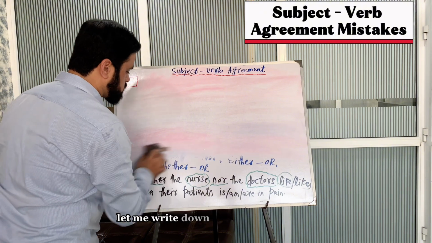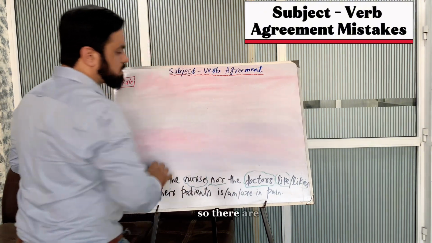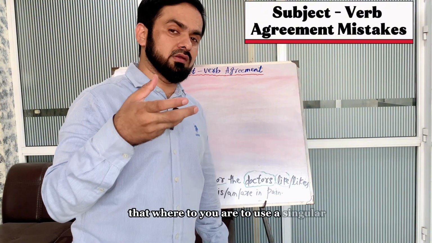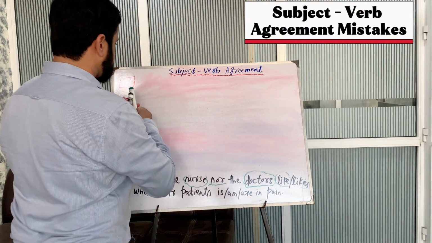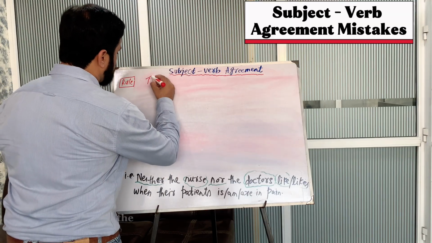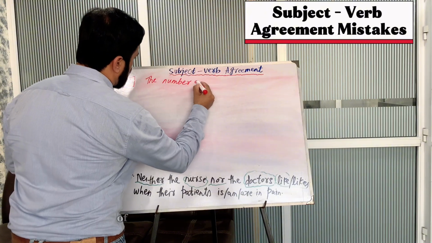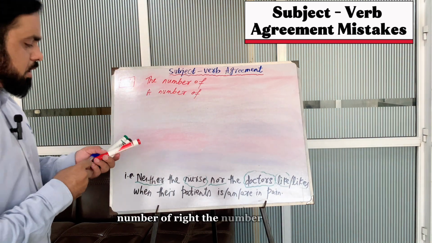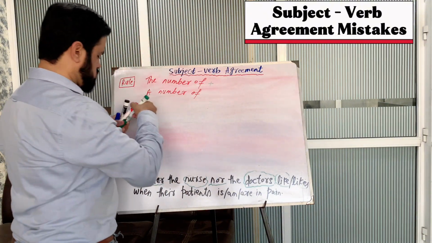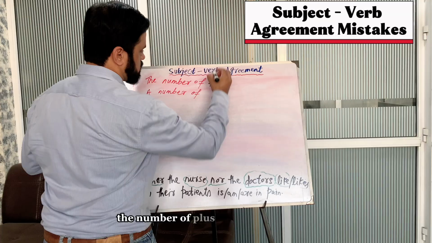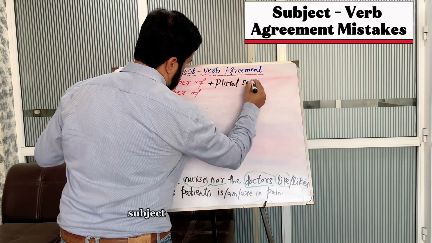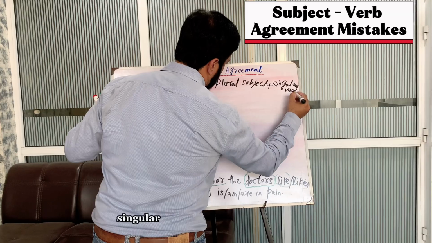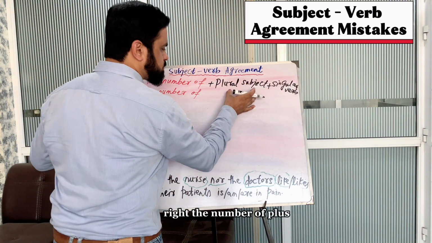Let me write down some of those rules. So there are some expressions. Before we move forward to the rules, let me tell you some of those expressions where you are to use the singular verb or the plural verb. For example, the number of. The number of plus plural subject, or we can say plural noun, plus singular verb, right? The number of plus plural subject plus singular verb.